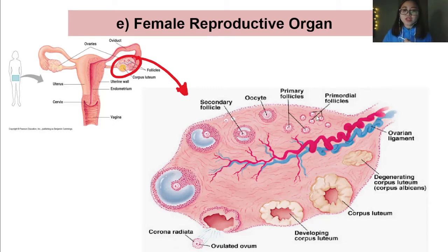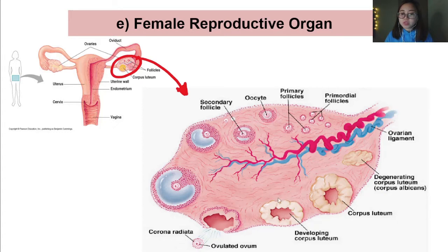What are they? These are what will develop and mature into the egg cell, or we can call it ovum, but in this case we refer to it as a secondary oocyte. We'll talk about that later. Basically, these are the things that will become the ovum, called primordial follicles. These are primary follicles, which are a bit more mature. These are oocytes, secondary follicles. This is a secondary oocyte that's being ovulated out.